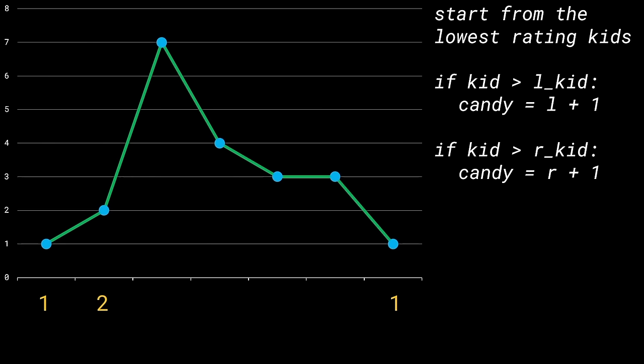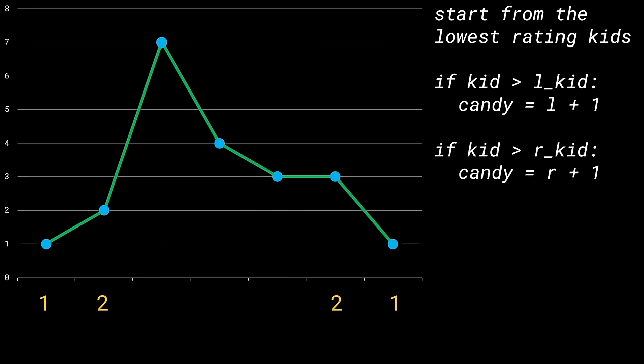Now we'll go ahead and look at the kids of the rating 3. What do we do again? Well, look at the rightmost 3 value kid, right? This guy is going to look at the right kid, which is lower, and the left kid, which is of equal value. Now, since it found a kid with a rating lower than it, that is, the current kid's value is greater than the right kid's value, we are going to the second if condition, and we'll say that the number of candies we are going to have to give this kid is 1 plus the right kid's value. All right, so now we'll go ahead and give this the value of 2.